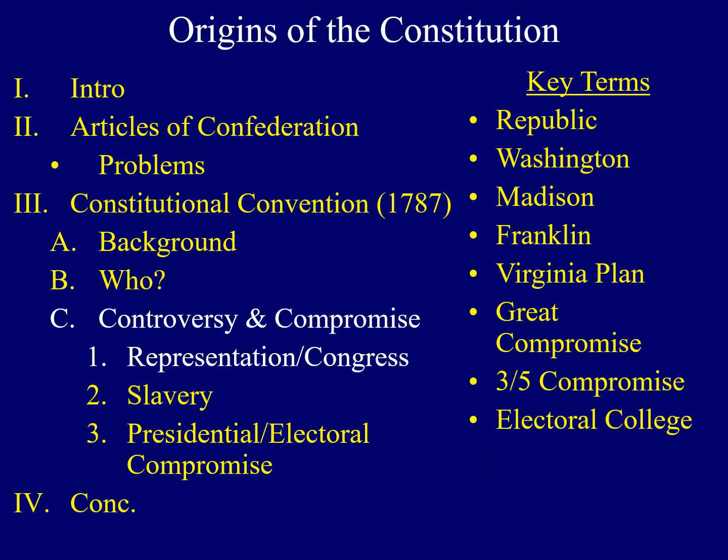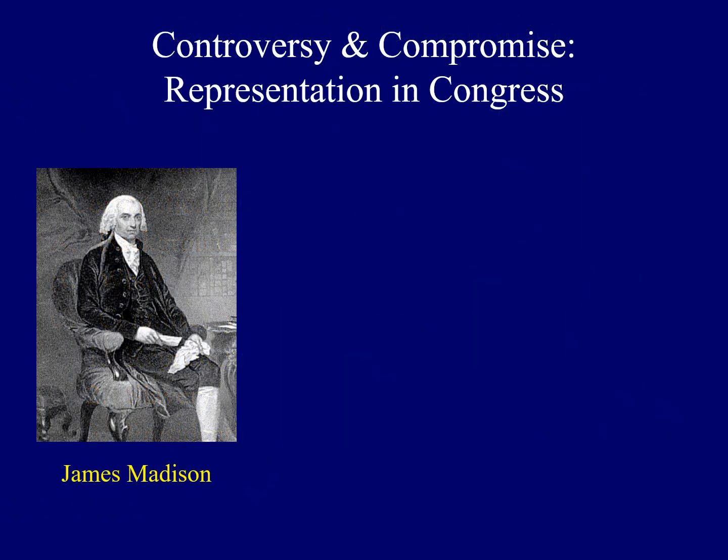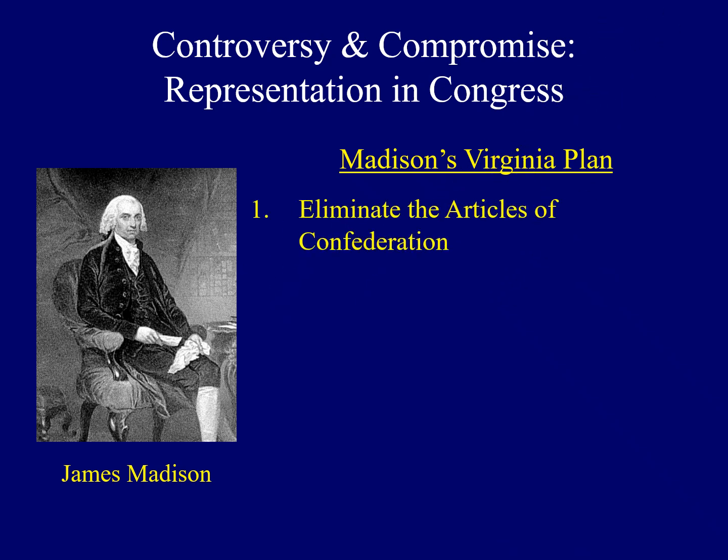Next, we'll explore some of the controversies and how they were resolved through compromise at the Constitutional Convention. The first dealt with how each state would be represented in Congress. Madison's Virginia plan set the stage for one of the first controversies. Interestingly, though, the first two provisions of it were actually accepted by everyone. First of all, he called for the elimination of the Articles of Confederation. He said there were so many problems with the Articles, they had to start from scratch, and that was accepted.